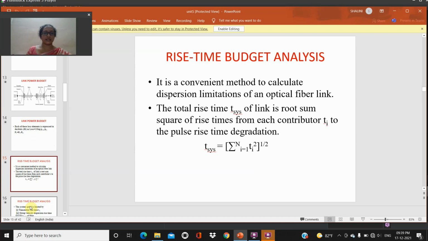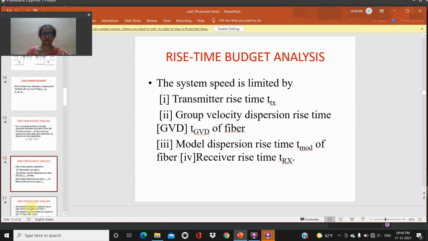Then rise time budget analysis. It is a convenient method to calculate the dispersion limitations of an optical fiber link. The total rise time of the link is the root sum square of the rise times from each contributor Ti to pulse rise time degradation. T system is equal to the summation from i equals 1 to n of Ti squared, whole power 1 by 2.